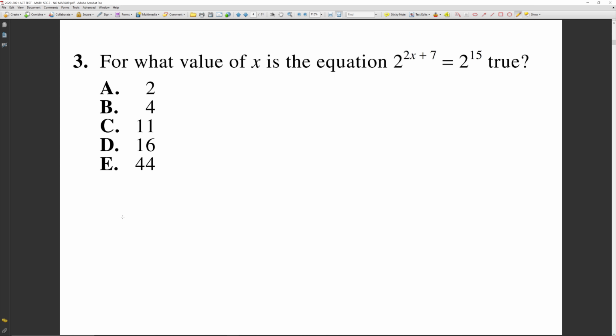So this is using the rule of logs. What you need to do now is to eliminate the bases because they're the same. If not, you have to make them the same and then you can eliminate them. So this simplifies as 2x plus 7 is equal to 15. So in reality, this is a 10-second problem.